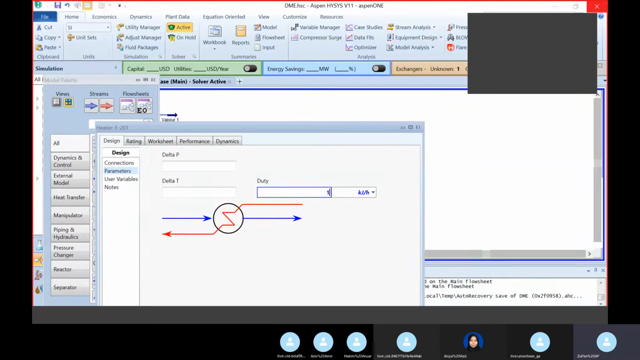Duty we don't know, yeah? I mean, do you know what the duty is? Nope. That means you don't want to specify the duty, unless you know the duty. I don't. But normally we don't know. They only provide the utility usage of medium pressure steam: 7,000 kg per hour of medium pressure steam for this particular heat exchanger.